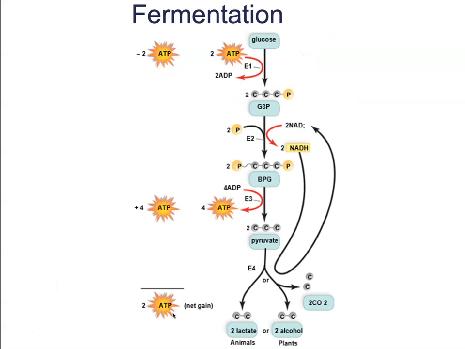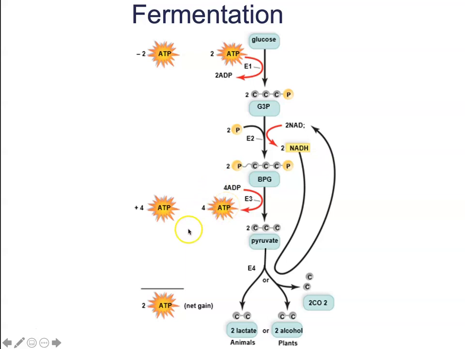Here's an overview of fermentation. If you notice, the steps from here to here should look an awful lot like glycolysis, and that's because it is. The very first part of fermentation is just the production of pyruvate. That pyruvate can then break down into lactate or alcohol, depending on whether we are looking at plants or animals or the specific type of organism. But you'll notice that the only step in which we actually produce ATP happens way back up here in glycolysis.